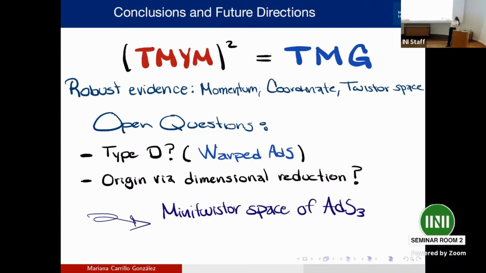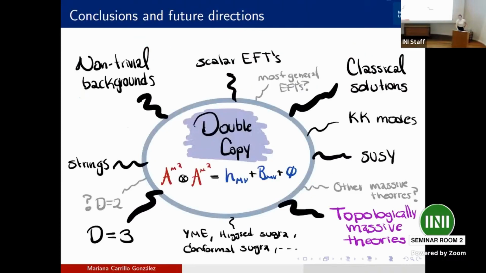And it's also still not very clear what its exact origin is through a dimensional reduction, although there are many hints that it's there. So what I'm currently exploring now is the Mini-Twistor space of AdS3 and how you will actually get a double copy relationship there, and if there's a double copy relationship for these warped AdS spacetimes, and also for a Kerr-Schild double copy for these spacetimes. So thank you.